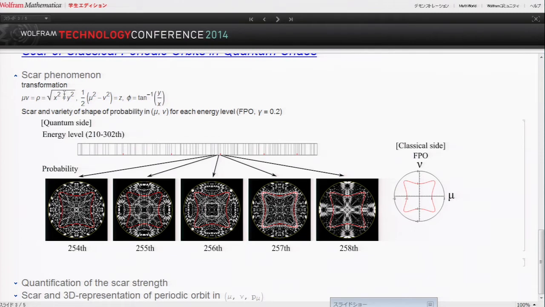Firstly, I think in these mu nu coordinates, and this is the result. These are the energy levels in AKP at gamma equals 0.2, and this is the probability density at 254, and 5, 6, 7, 8. The probability shapes in AKP have many varieties, but especially this probability at the 257th state traces the classical fundamental periodic orbit shape. So this is the scar. This is the scar.